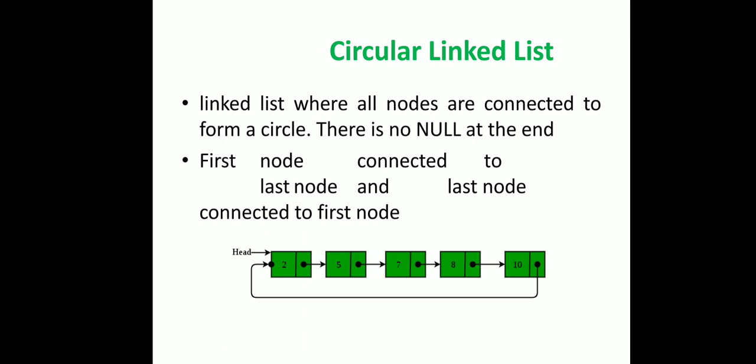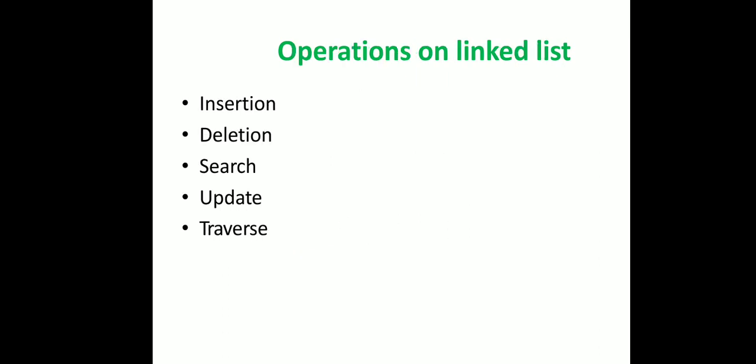The next type of linked list is the circular linked list. What is a circular linked list? All nodes are connected to form a circle. It means no null node is there, because the last node of the linked list is connected to the first node. That is the concept of a circular linked list. Now different operations are performed on a linked list, as we do with any data structure. The operations are insertion, deletion, search, update and traverse.